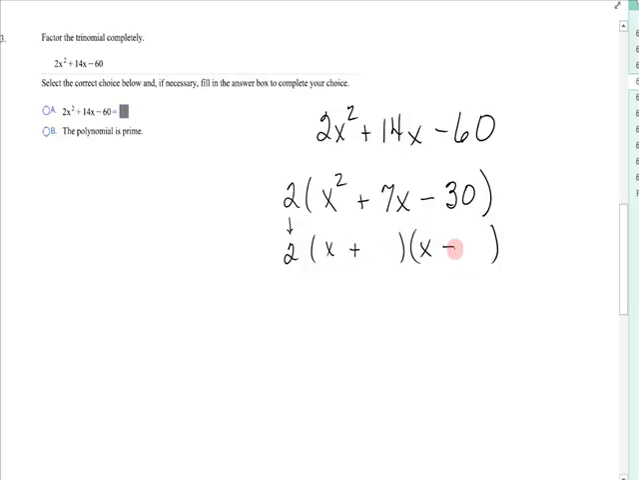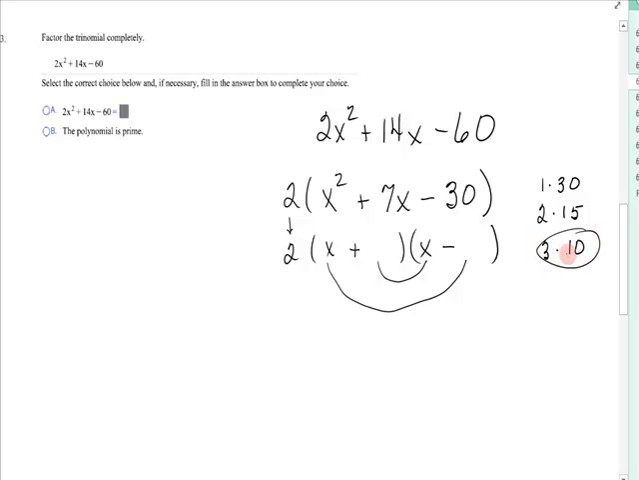Because the signs are not the same, I know that I'm going to take a difference. So this product and this product I'll be subtracting. So 1 times 30 is 30. Do those have a difference of 7? No. 2 times 15 gives me 30. Do those have a difference of 7? No. 3 times 10 gives me 30. Do those have a difference of 7? Yes. I can stop right there.